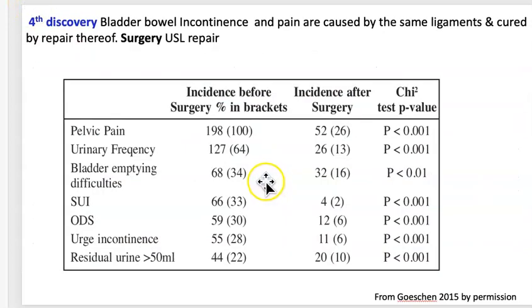This is from Professor Gershon, who had 198 patients with pelvic pain. These are the incidents after the surgery. Frequency 26 out of 127, bladder difficulties 80, so 50% there. Stress incontinence about 93%, obstructive defecation about 80%, urge incontinence again about 80%, and residual urine he cured about 50%. So quite good figures.